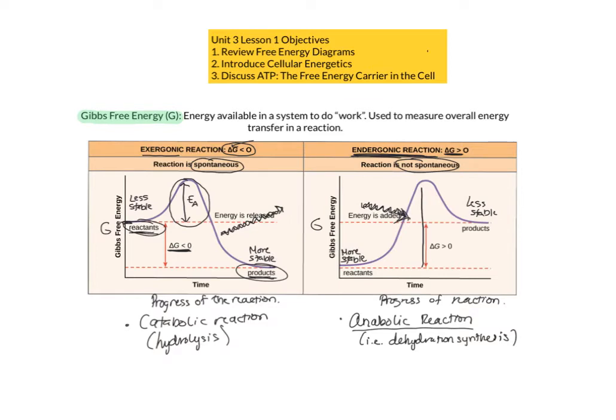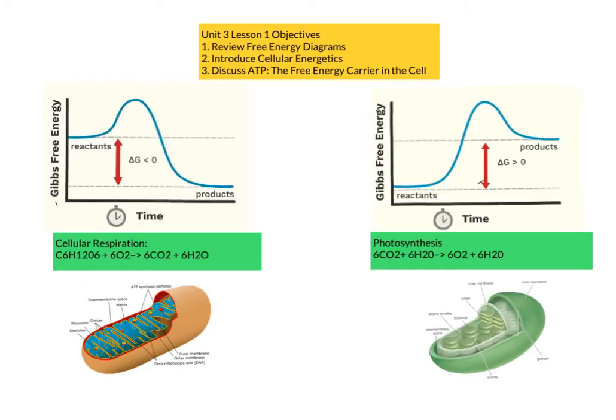So let's talk about two major reactions in biology that are related to these terms, exergonic and endergonic. Those two reactions are probably familiar: cellular respiration and photosynthesis, which you likely learned about in a prior science class. But these are the two major reactions that we're going to learn about in Unit 3. Now, we're going to learn about them much more in depth than you've likely learned about them before.